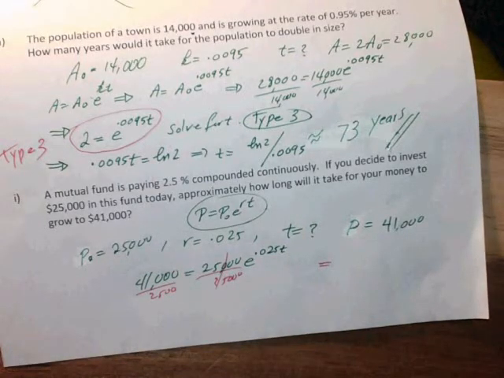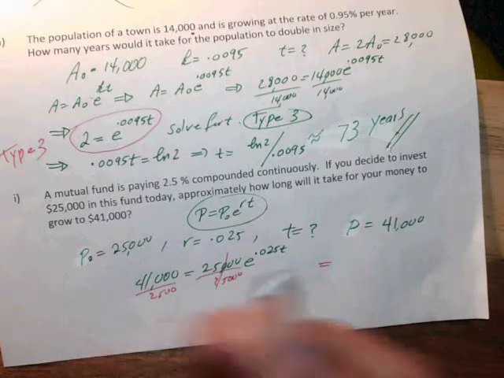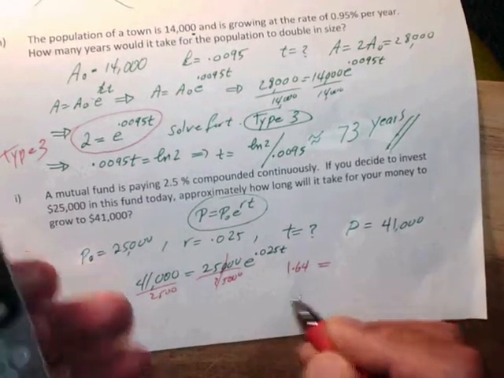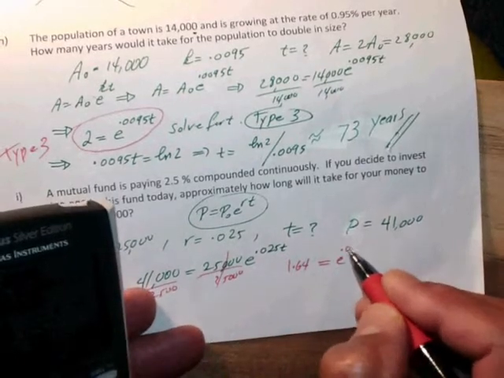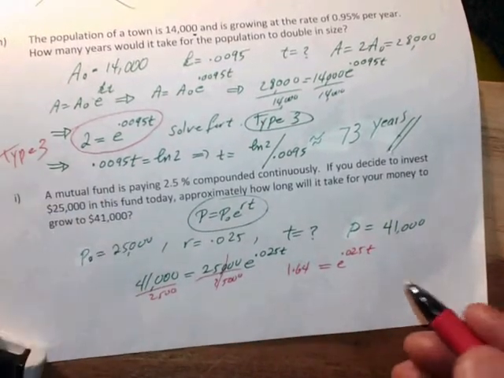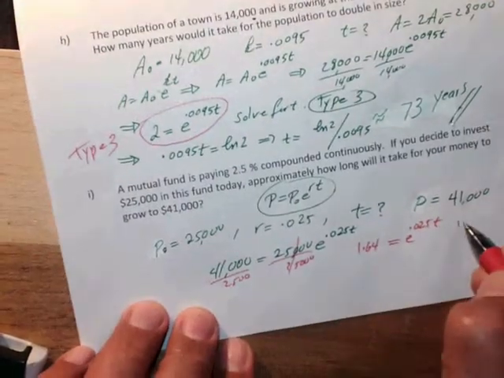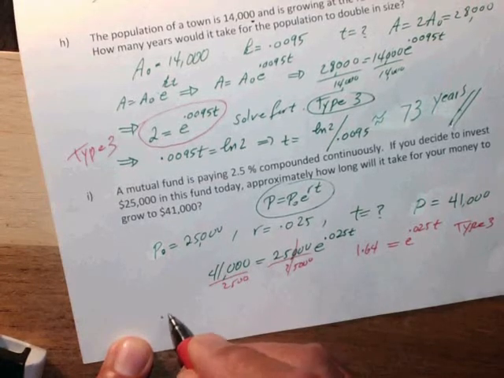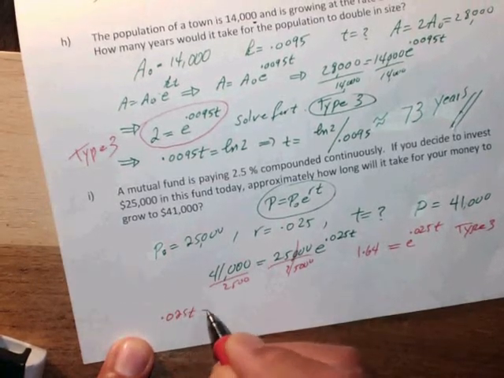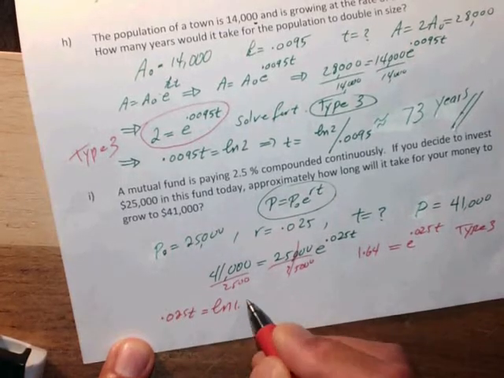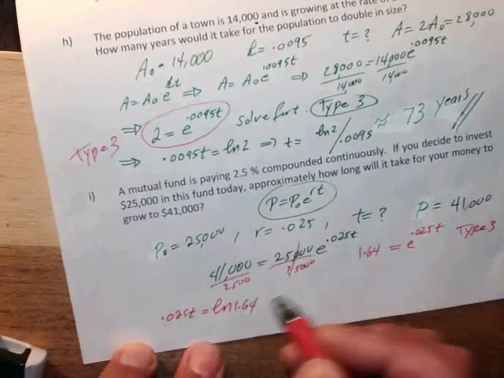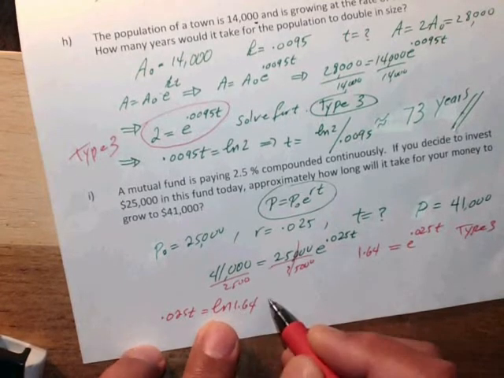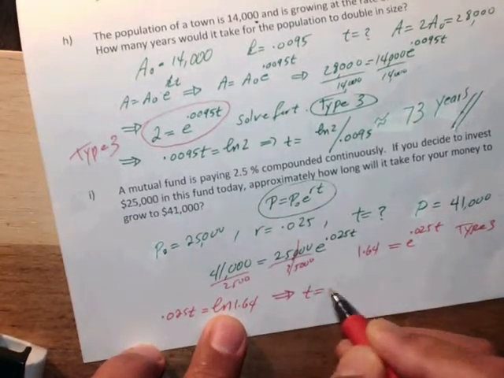41,000 divided by 25,000. I got 1.64 on the left side, e to the 0.025 t. Now to solve for t, it's a type 3. So put it in logarithmic form, so you get 0.025 t is equal to ln of 1.64 because it's base e. When you convert to logarithm, you use natural log.